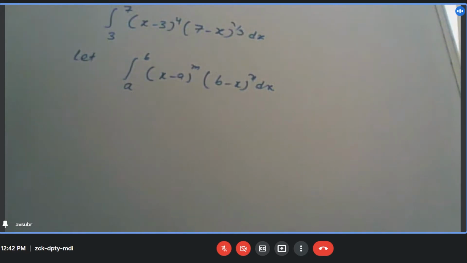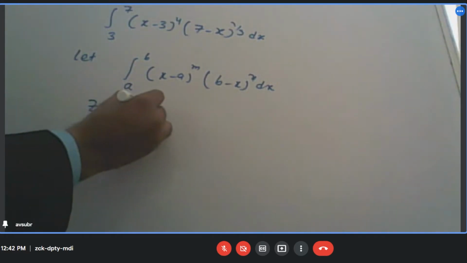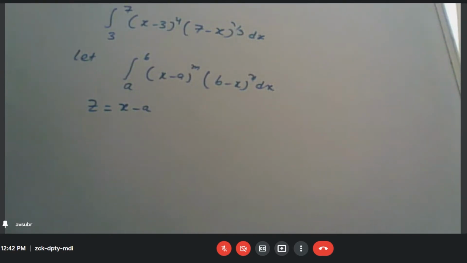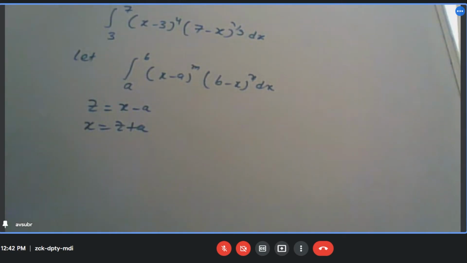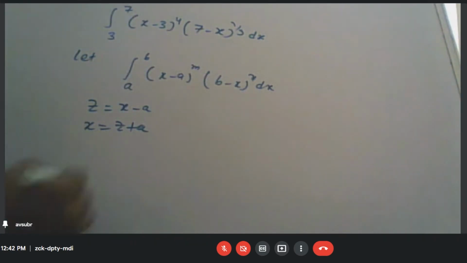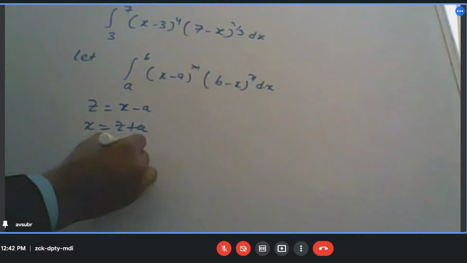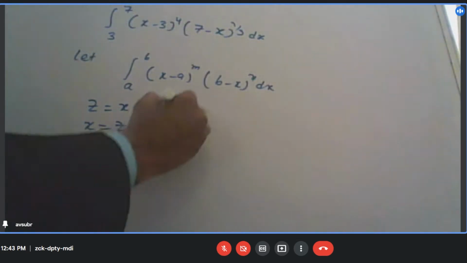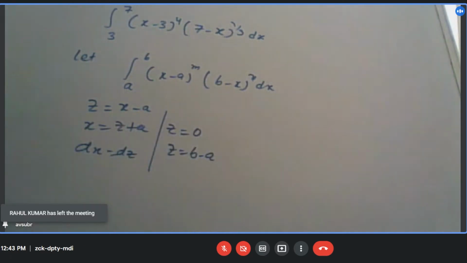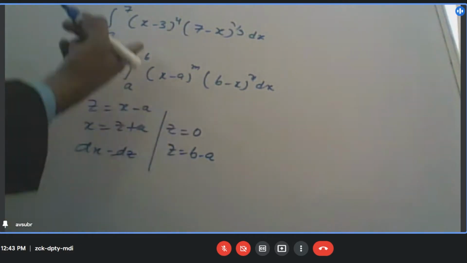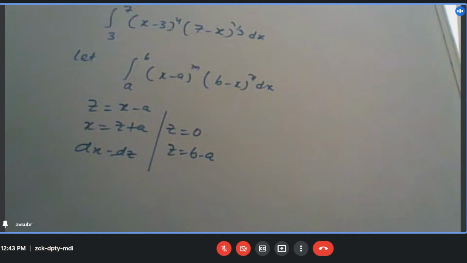So let us put that z is equal to x minus a. So x is equal to z plus a. Can I write down? And dx is equal to dz. और लिमिट्स क्या होगी? When x is equal to a, z is equal to 0. When x is equal to b, z is equal to b minus a. Is it okay? x equal to a तो 0, b तो b minus a, right? So these things we know. I hope it is clear.